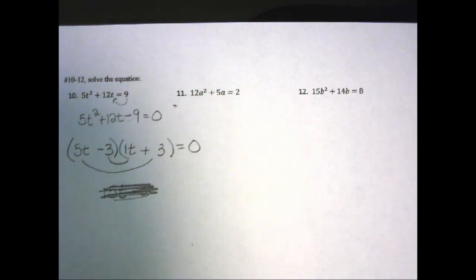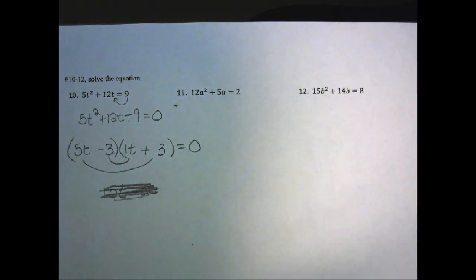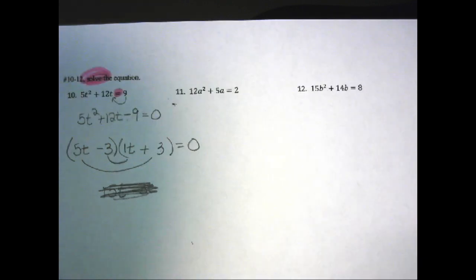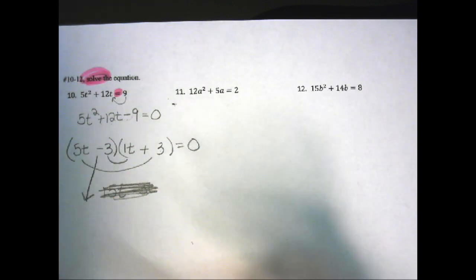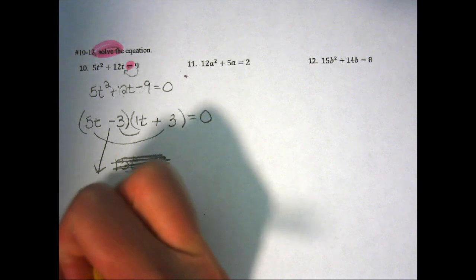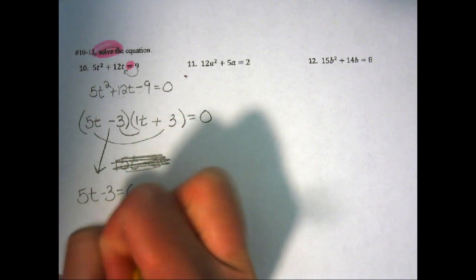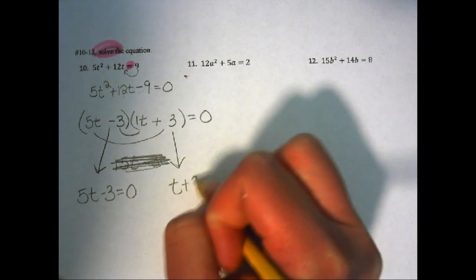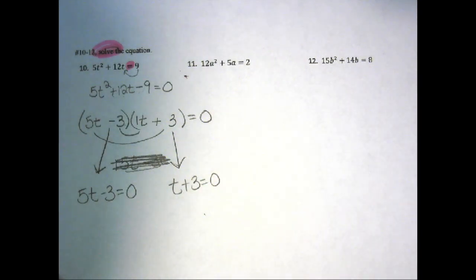But because it asks me to solve up here in the directions and because I see the equal sign, that means I have to go one step further. So I have to set each of these equal to 0. And then I set this one equal to 0, and then I need to solve it.